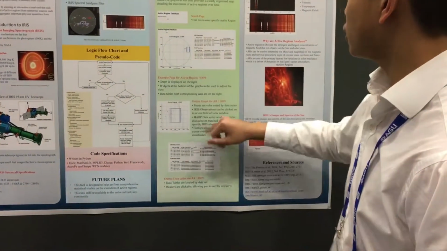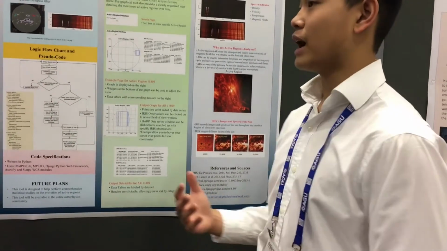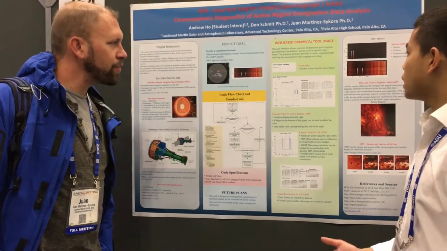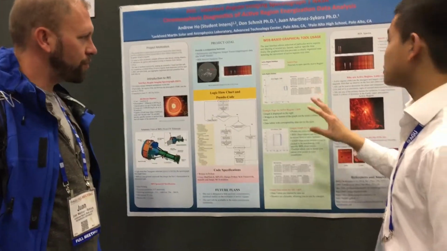If you look here, this is my tool. First you enter your active region number. Every active region is labeled by a certain NOAA number assigned by the government. After that, you can view a graph that is specific to that active region.